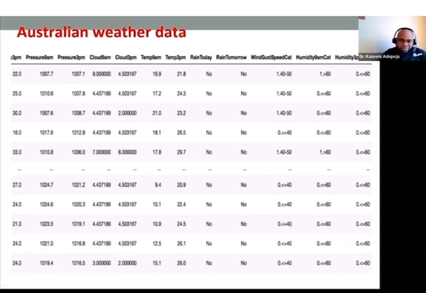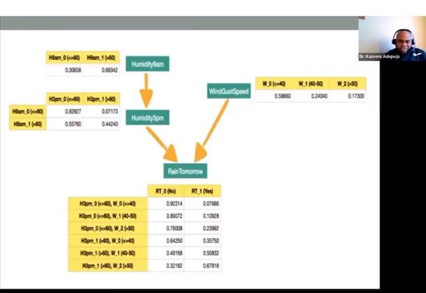By the time we use the probabilistic graphical model on this data set, we are going to learn the structure of the network to be this. What this is trying to say is that the humidity at 9 a.m. will lead to the humidity at 3 p.m. Of course, if I want to determine the humidity at 3 p.m., it depends on the humidity at 9 a.m. And if I want to determine the probability of rain tomorrow, that will depend on the humidity at 3 p.m. and the wind speed.